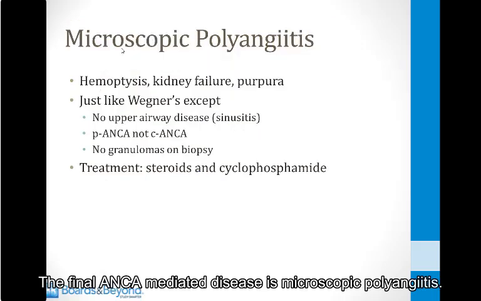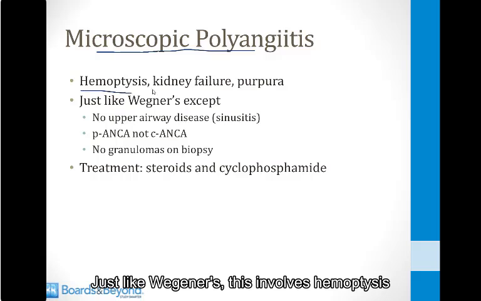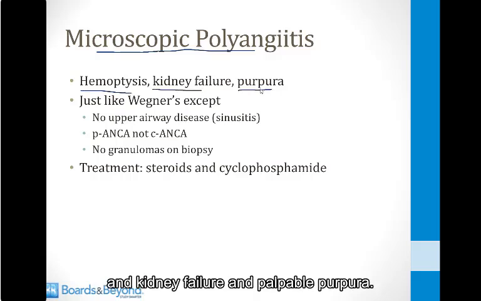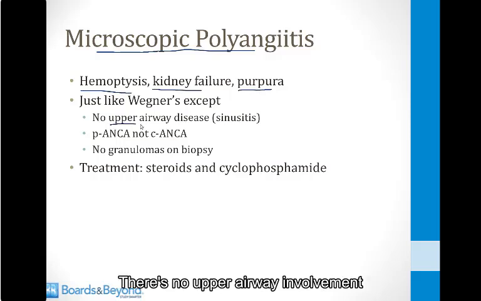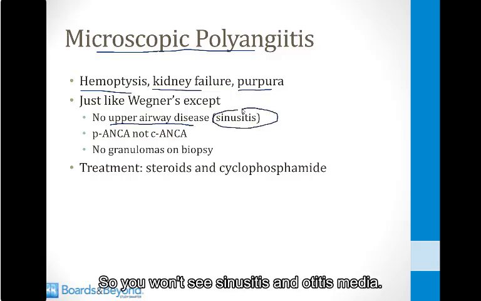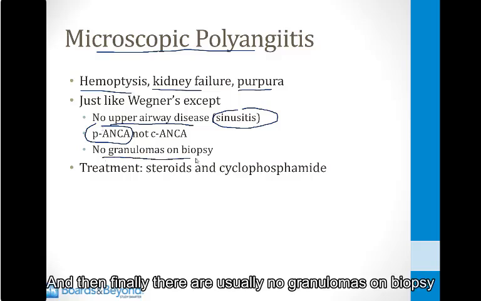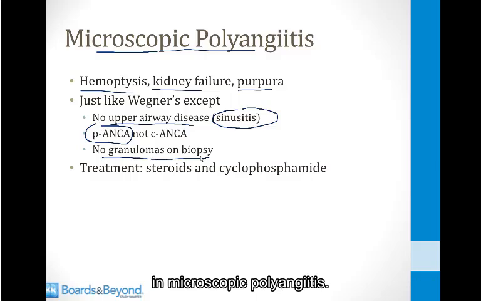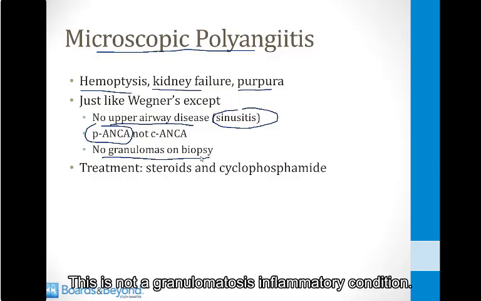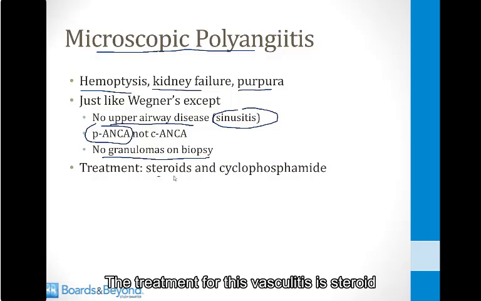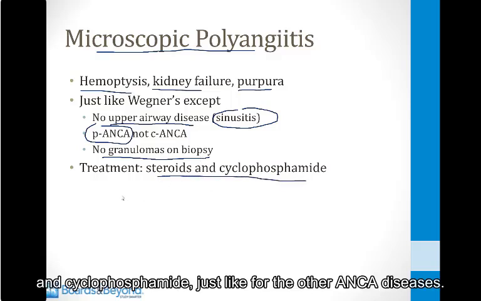The final ANCA-mediated disease is microscopic polyangiitis. Just like Wegener's, this involves hemoptysis and kidney failure and palpable purpura. The way you can tell it apart from Wegener's is by looking for a couple of key features. There's no upper airway involvement in microscopic polyangiitis, so you won't see sinusitis and otitis media. In addition, this is a p-ANCA disease, not a c-ANCA disease in most cases. And then finally, there are usually no granulomas on biopsy in microscopic polyangiitis. This is not a granulomatous inflammatory condition. The treatment for this vasculitis is steroids and cyclophosphamide, just like for the other ANCA diseases.